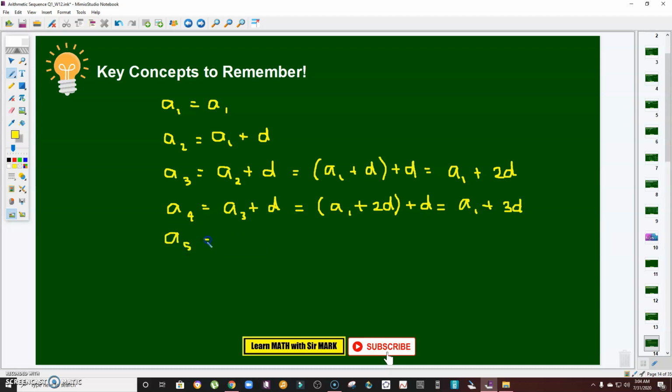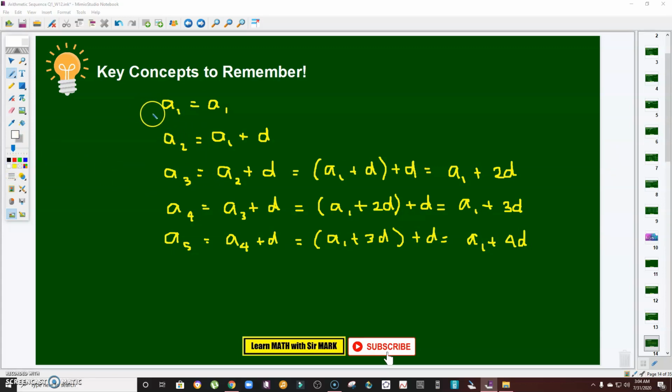My fifth term will be the fourth term plus the common difference. And that will be, my a sub 4 is a sub 1 plus 3d, plus d. So again, combine like terms, that will be a sub 1 plus 4d. See that? Now, I want you to look at this.